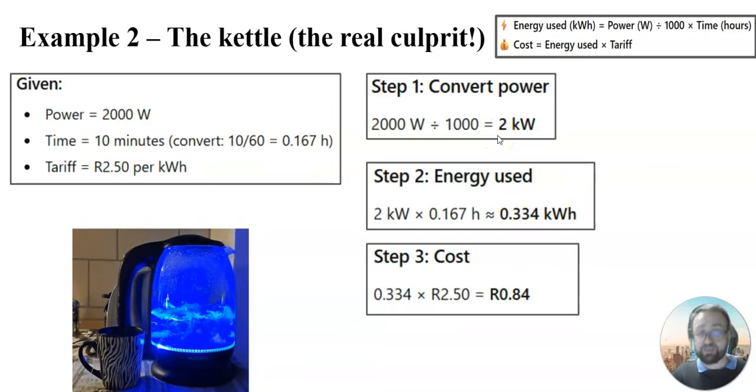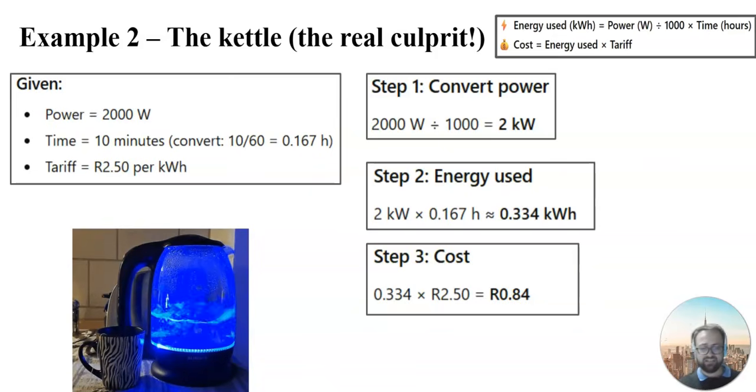Then our tariff stays the same as the previous example, but now it is 0.334 times R2.50. That gives us 84 cents. Now, after following all of the steps, we can clearly see that boiling the kettle only once costs about 84 cents. But boiling it 10 times a day would account for around R8.40.